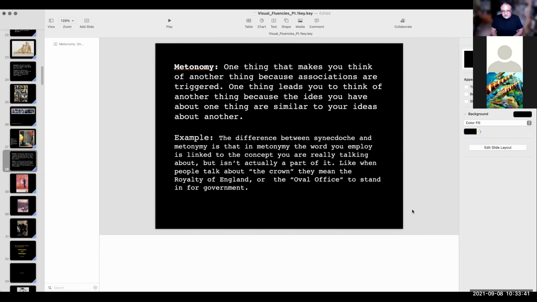Metonymy. These terms are going to be important because we're integrating them into our visual project next. Metonymy is one thing that makes you think of another because there are associations that are triggered. So the key thing here is, whereas in synecdoche, it's a part to whole relationship, metonymy is more associative. It relies on you to kind of put it all together, right? And by the way, these terms overlap.